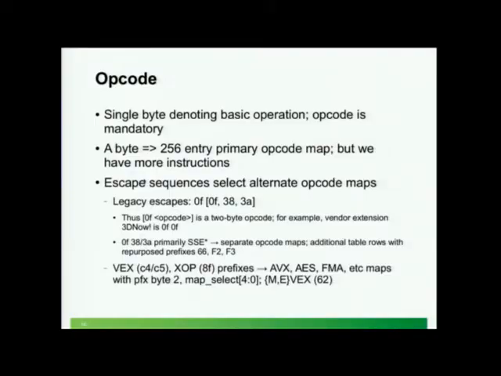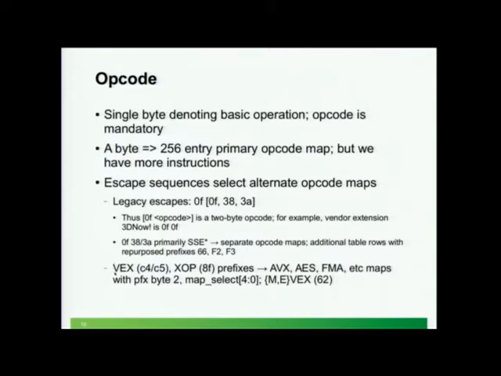By the way, if there are questions, feel free to ask. Right, so 256 opcodes, but we definitely have more. So what we do is we use escape sequences. For example, if you encounter 0F as a first opcode, that's an escape sequence for the secondary opcode maps, and you have a couple of those. 0F 0F is 3DNow!, which is an AMD extension. It's probably not used anymore. 0F 38, 0F 3A, and so on. Those are primarily SSE instructions.